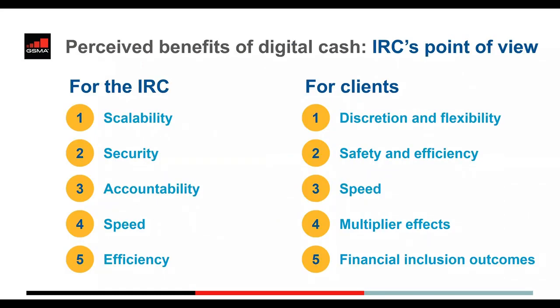So I'll go over very quickly the benefits of digital cash, but this is from the IRC's point of view. Zoe, again, later on, will go through in more detail what that meant for the beneficiaries and the recipients themselves. But from an IRC perspective, in terms of what the IRC themselves would get, there were five key areas. The first is scalability, and the recognition that digitization was necessary for cash to truly scale. For it to get to the same level of use as in-kind assistance, digital was the way forward.